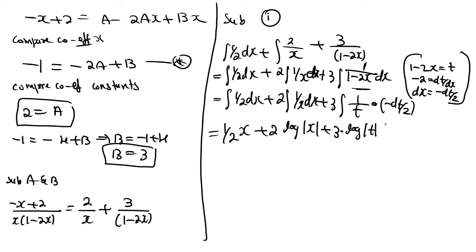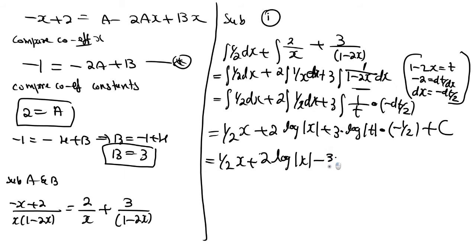Okay, into here, see, minus is there, right? Minus 1 by 2 plus integration constant c. It's equal to 1 by 2x plus 2 into log of mod x plus into minus, it's equal to minus 3 into 1 by 2 is minus 3 by 2 into log of mod t, where the value of t is 1 minus 2x, plus c.